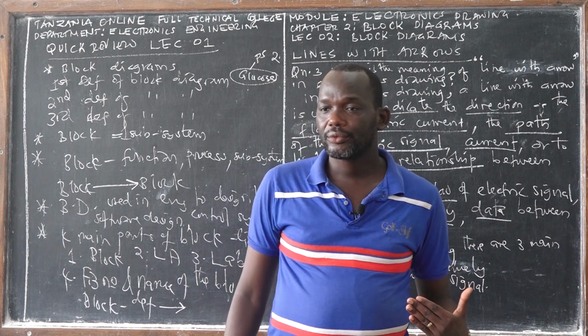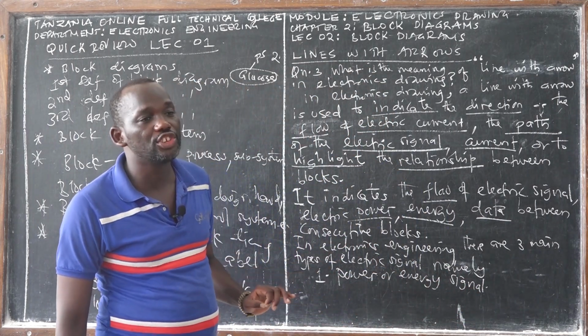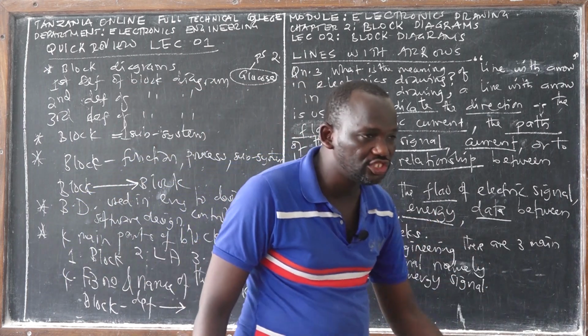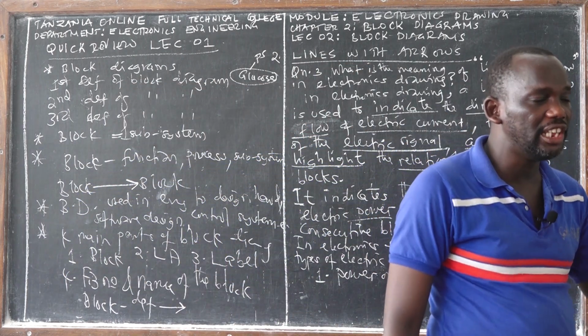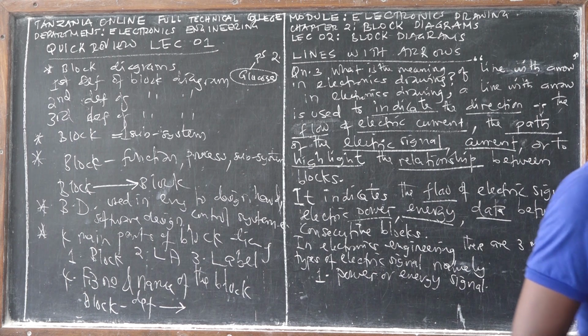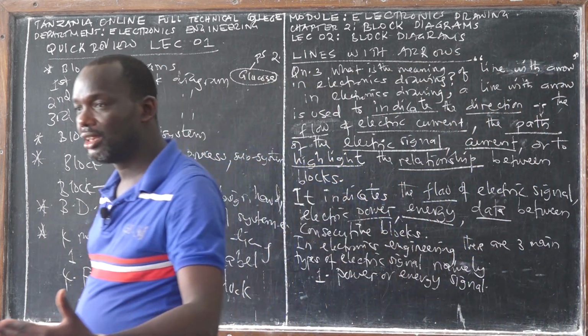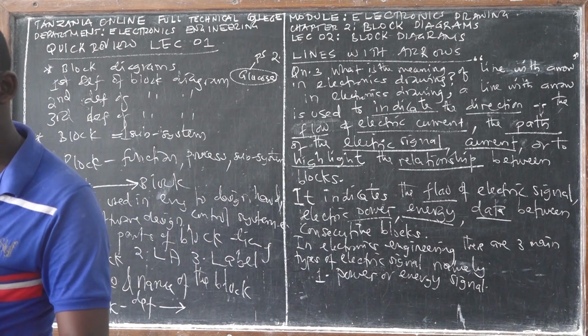Are we together? So the power or energy signal has a main role in the electronic system to provide the energy into the system. The system needs electric energy in order to work. Okay? But this power or energy signal is not the signal which is being processed by the electronic system. No.